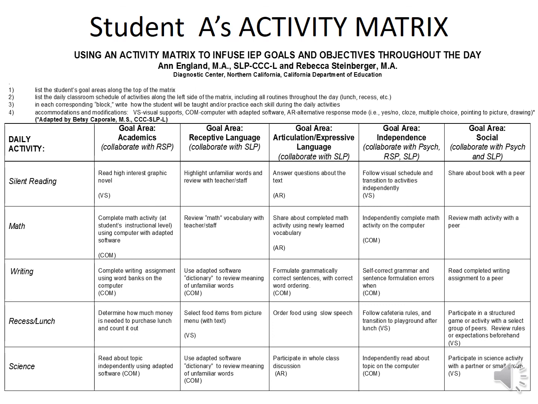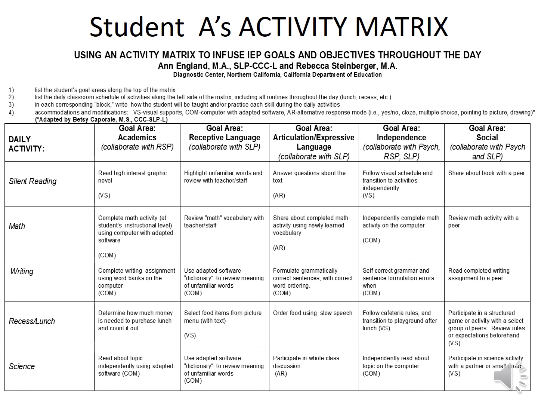Then he might want to review some of that math vocabulary with teacher and staff before the lesson. In terms of articulation and expressive language, he could share about the math activity using some of that newly learned vocabulary. And then because he's completing activities at his instructional level on the computer, it's going to increase his independence in accessing the curriculum. And then in the area of social, he could review that math activity with a peer, or he could even participate with a peer in that math activity.